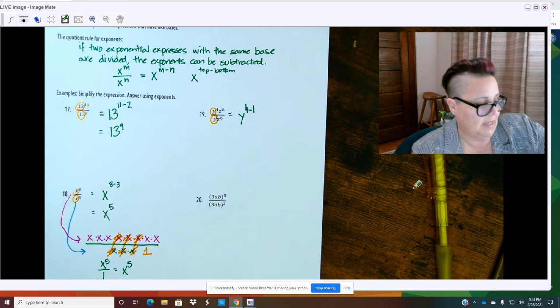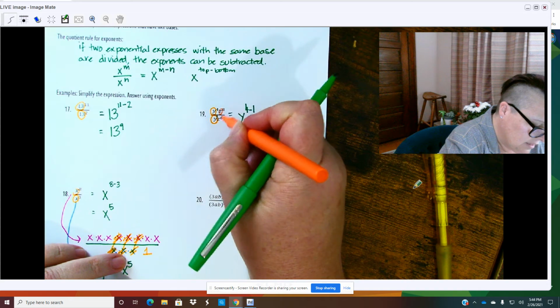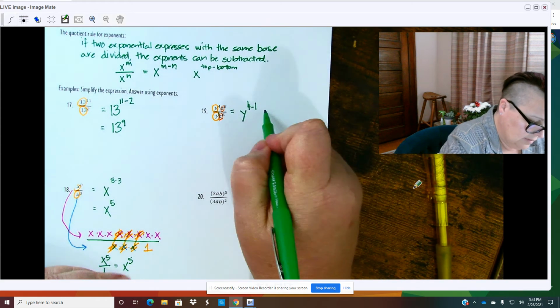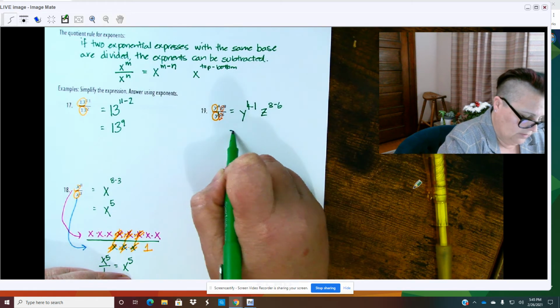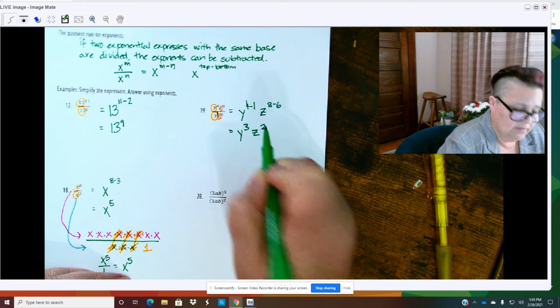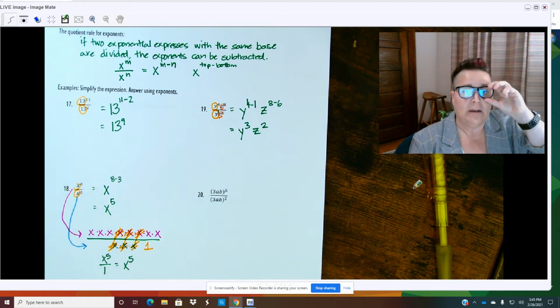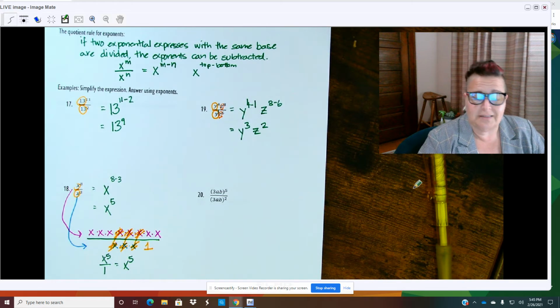And then if I take a look at the z's, here I have a z to the 8th and a z to the 6th. That is the same base, so I can take z to the 8 minus 6. This will give me a y to the 3rd, z to the 2nd. Y's and z's are not the same bases. They're not the same letters, so I can't do anything more to simplify. That's the best I can do. Y to the 3rd, z to the 2nd.